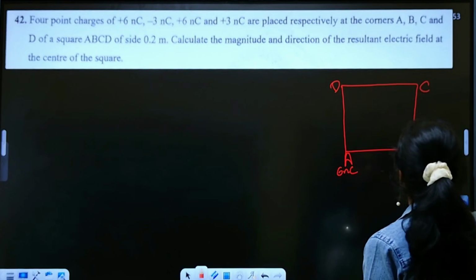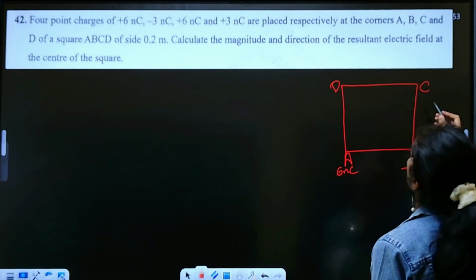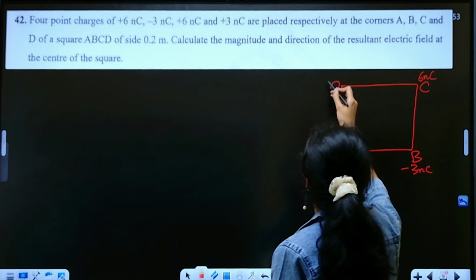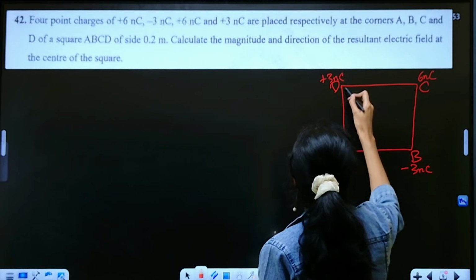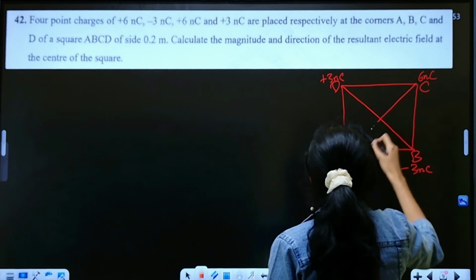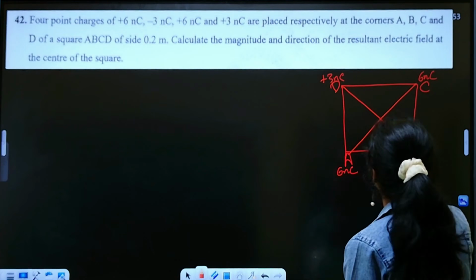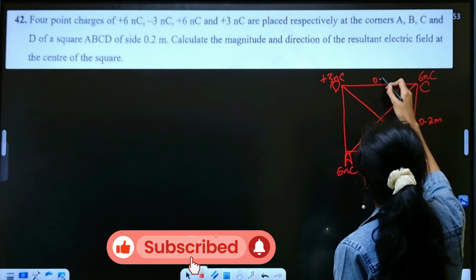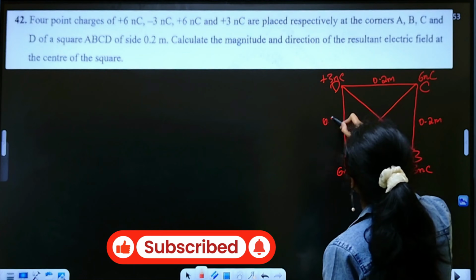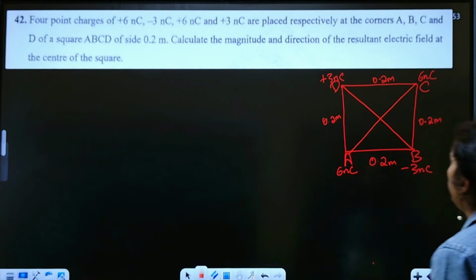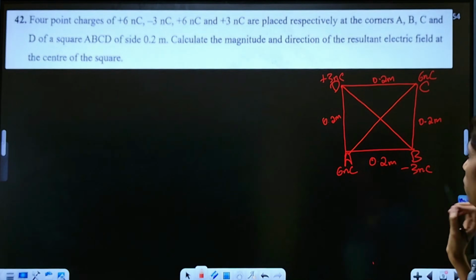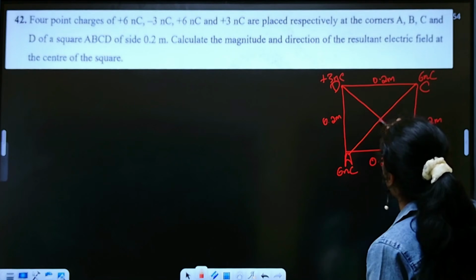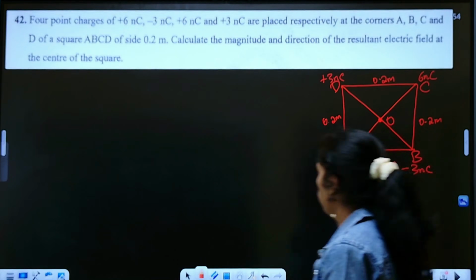On B, minus 3 nanocoulomb. On C, again plus 6 nanocoulomb. And on D, plus 3 nanocoulomb are placed. They are separated by a side of 0.2 meters. Since it's a square, all the sides will be the same, 0.2 meters. Now let us find the magnitude. They have asked us to find the magnitude and direction of the resultant electric field at the center of the square. So let me take the center of the square as O.